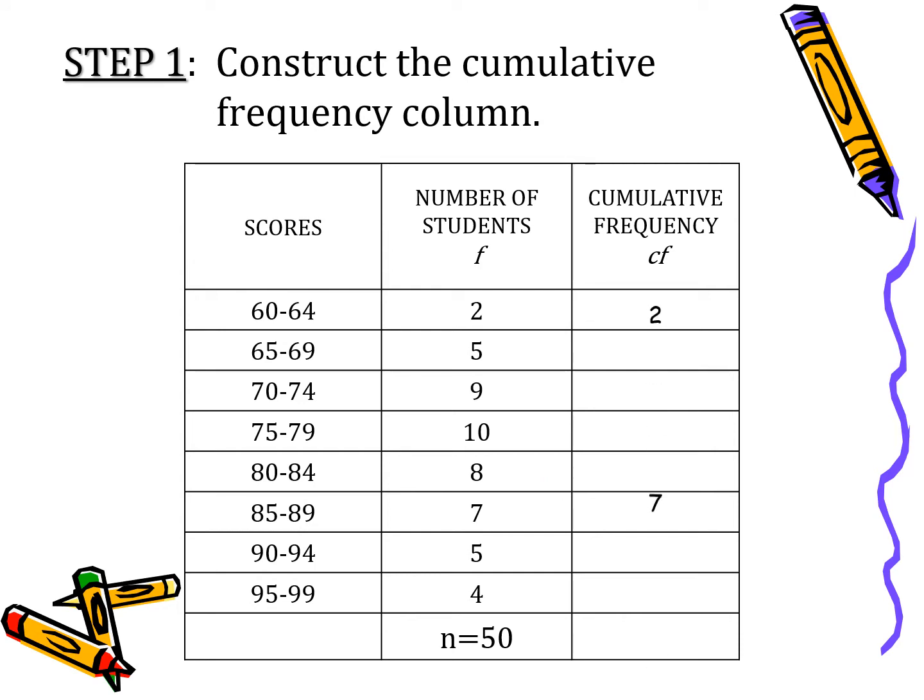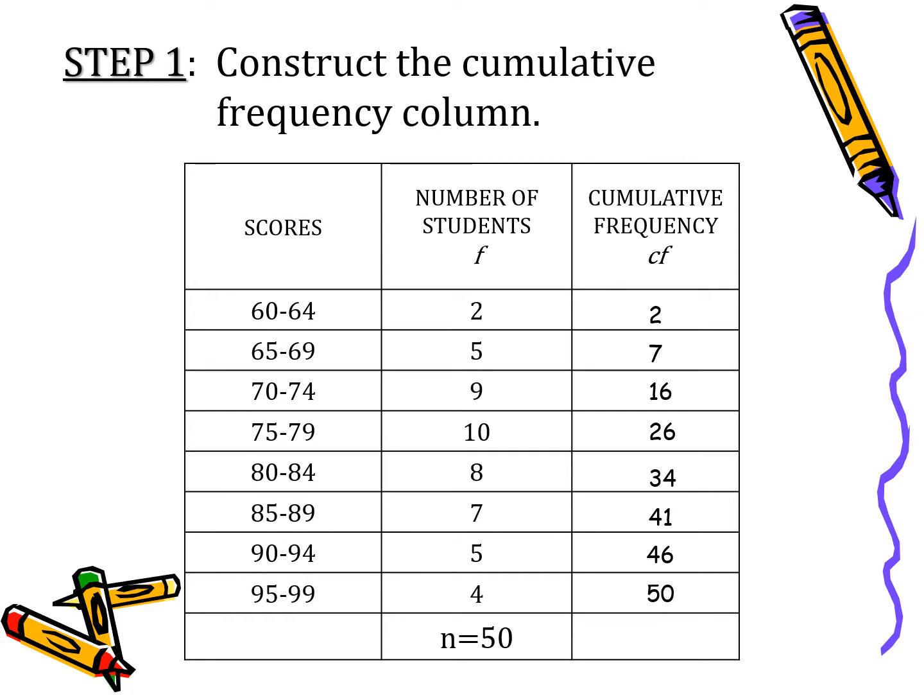Okay, and the next is 7. Why 7? Because 2 plus 5 is 7. Simply add the next frequency. Next to 7, 7 plus 9 is 16. 16 plus 10 is 26. 26 plus 8 is 34. 34 plus 7 is 41. 41 plus 5 is 46. And finally, 46 plus 4 is 50.